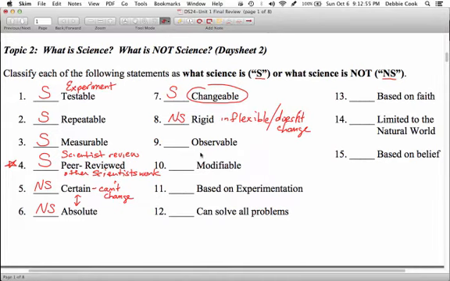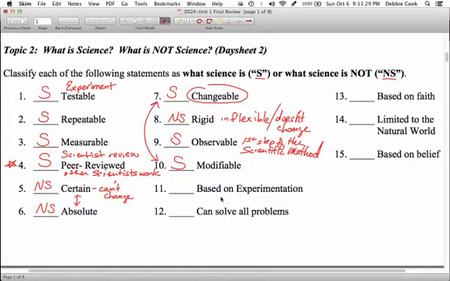Number 9 is asking whether or not science is observable. Well, we already know that observation is the first step of the scientific method. And if that's the case, then obviously science is measurable and observable. So we're going to say that science is observable. Number 10 is asking whether or not science is modifiable. To modify something means to change it. So number 10 and number 7 mean the exact same thing, so science is modifiable.